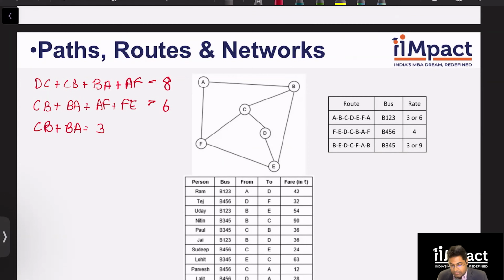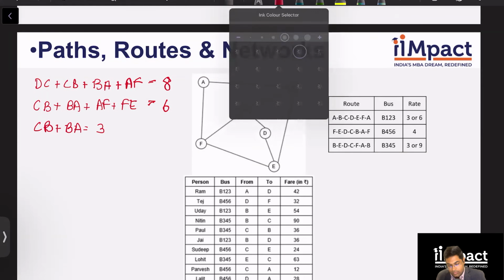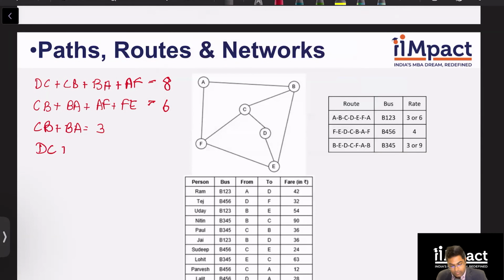Okay. And last I have D to A, which is nothing but DC plus CB plus BA. And this is nothing but 7. So guys, if I look at these two equations, CB plus BA, I can just subtract and I will get CD equal to 4. Amazing. How about if I look at this equation and this equation? So again, DC, CB and BA become common. So AF equals 1.